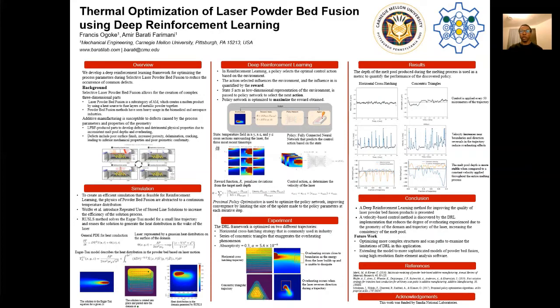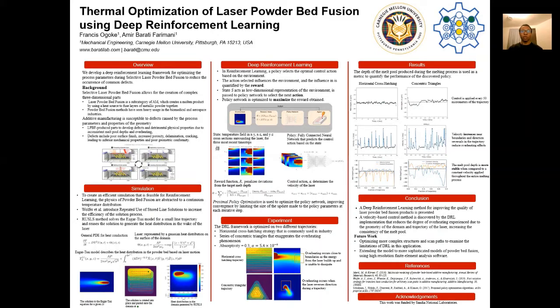So to test this overall framework, it's optimized on 2 different scan paths, one where overheating is observed based on geometry, and one where overheating is observed based on the scan path itself. So the first is the horizontal cross-section path, which is commonly used in industry, where overheating may occur in the boundaries. And the second one is this concentric triangular path, where overheating may occur when changing the direction of the laser, or when heading toward the center of the domain, as heat builds up in the center of the domain. And in general, control is applied at every 50 micrometers of the scan path.